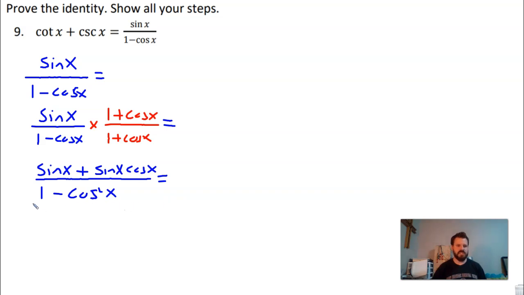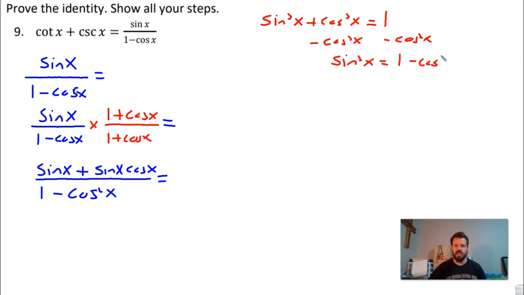Now, we've seen this one already. Do some scratch work on the side anyways. I know that sine squared x plus cosine squared x is equal to 1. That's a Pythagorean identity. When you see squared stuff plus 1, squared stuff minus 1, think Pythagorean identities. I'm going to subtract cosine squared x from both sides of this equation, and that's going to give me sine squared x is equal to 1 minus cosine squared x. So I can rewrite this as sine x plus sine x cosine x, all over sine squared x.